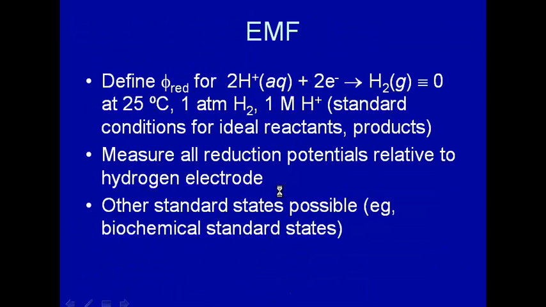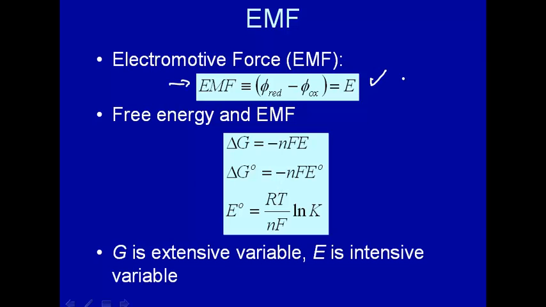Okay, so what have we talked about? So we know what cell voltage is, and we know that we can do all these things. This is the important equation here. We showed that delta G is minus nFE. So E is another measure of G. Just to refresh our memories, G is an extensive variable. It depends on amount. But E is an intensive variable. Doesn't depend on amount.